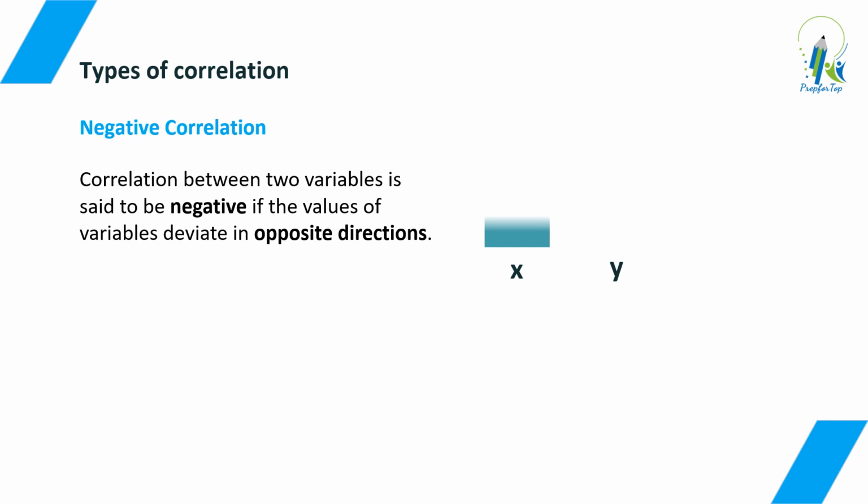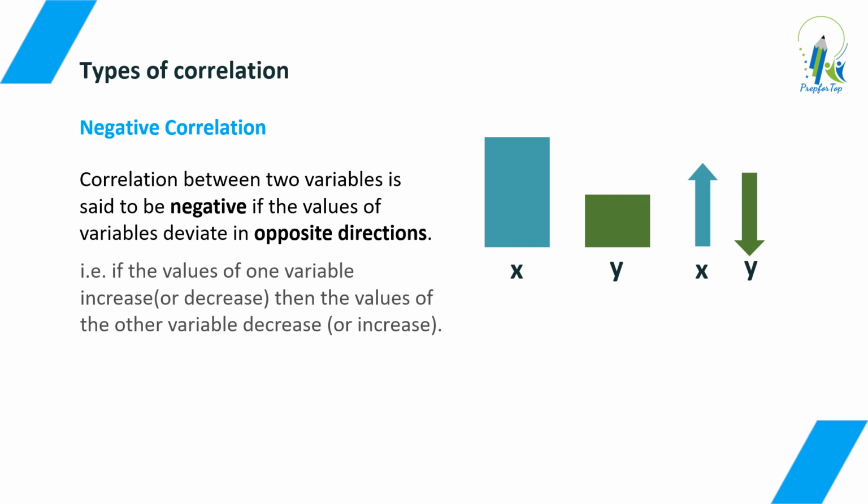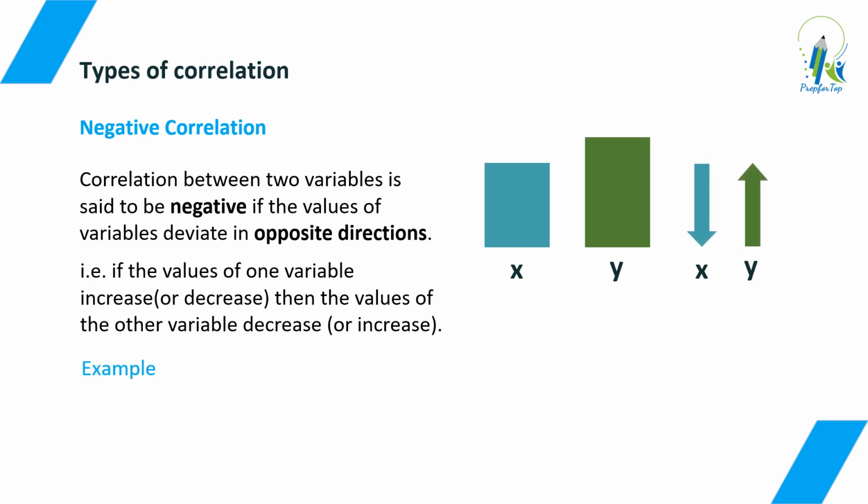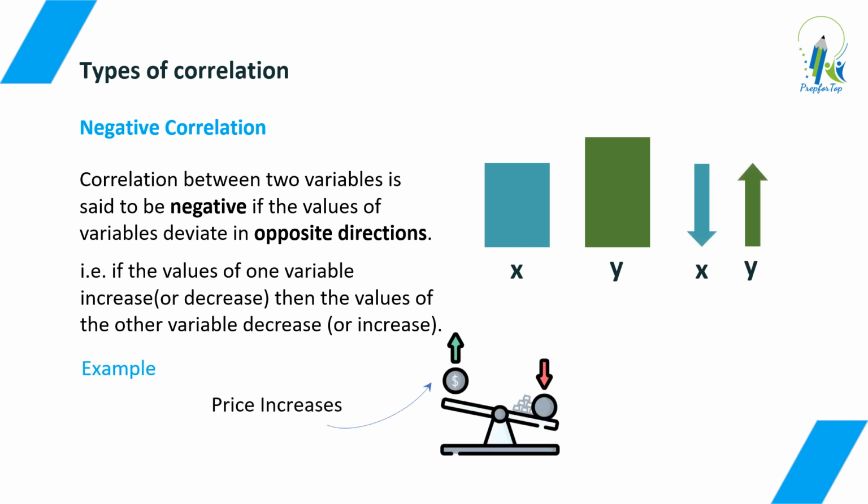Negative correlation. Correlation between two variables is said to be negative if the values of the variables deviate in opposite directions. That is, if the values of one variable increase or decrease, then the values of the other variable decrease or increase. Example: price increases, demand decreases.